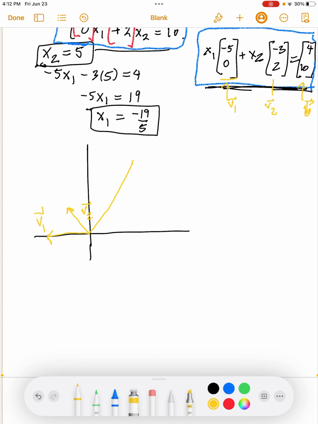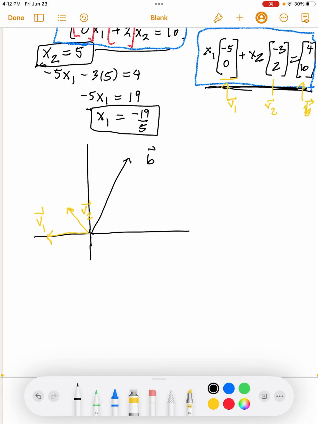I'll use a different color. I'll just use black. So, 4, 10, like that. So, let's say that's b.